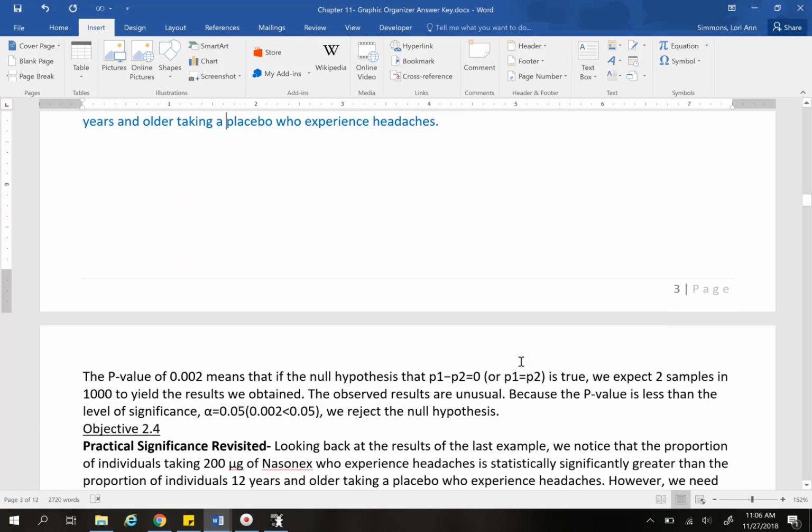The p-value of 0.002 means that if the null hypothesis that p sub 1 minus p sub 2 is equal to 0, or p sub 1 equals p sub 2, is true, we expect 2 samples in 1,000 to yield the results we obtain. The observed results are unusual because the p-value is less than the level of significance, alpha equaling 0.05. We reject the null hypothesis.